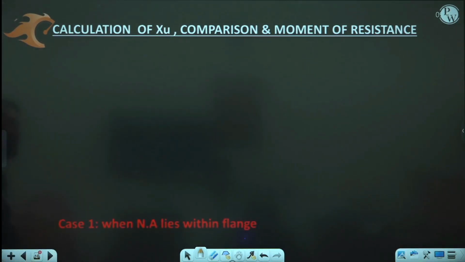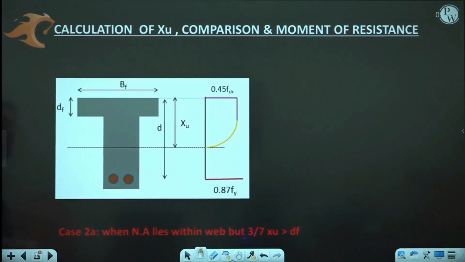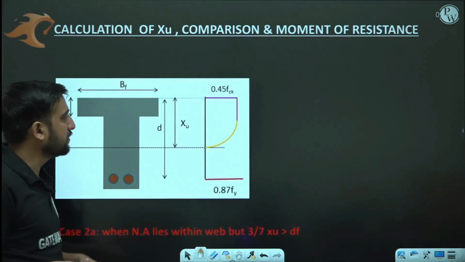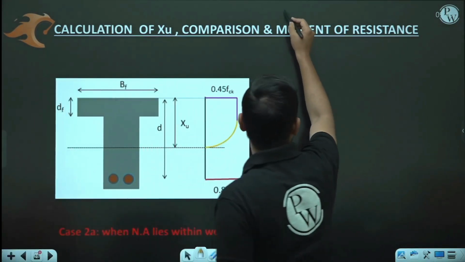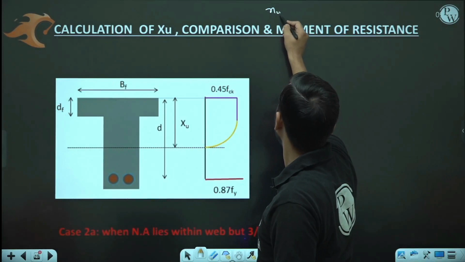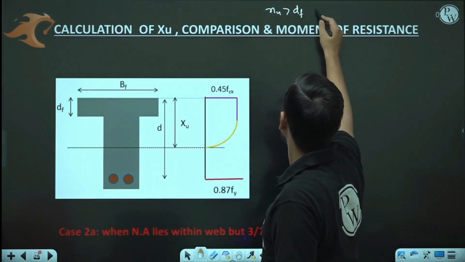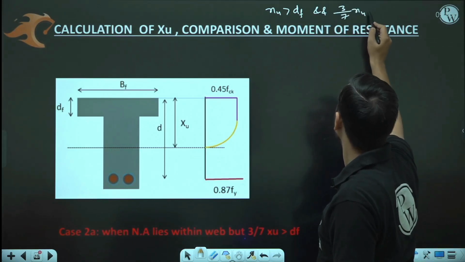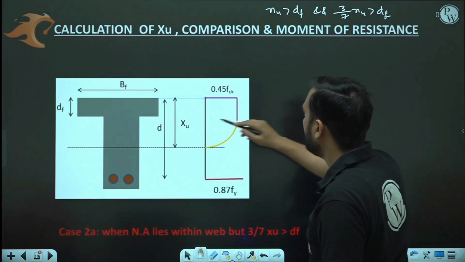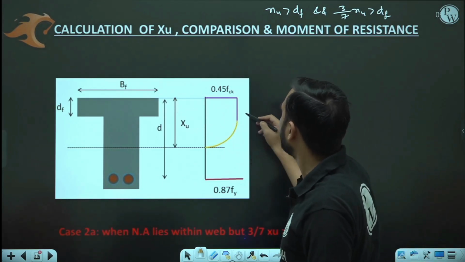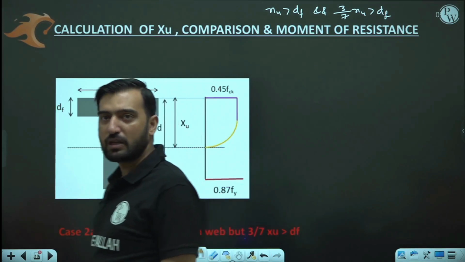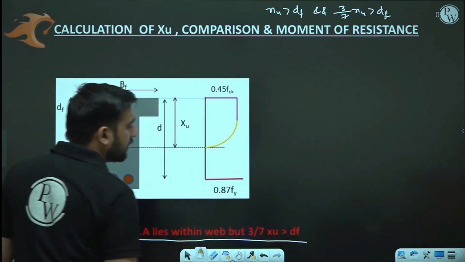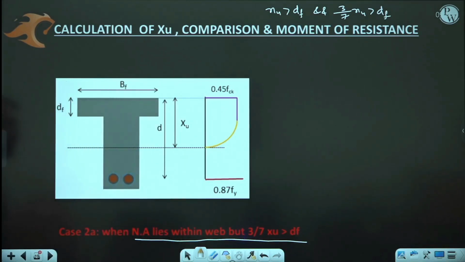Second is when your depth of neutral axis is greater than DF. At the same time, 3/7 of XU is also greater than the depth of the flange, meaning the entire flange is going to lie under a constant stress block. So case number 2A: when the neutral axis lies within the web but 3/7 of XU is greater than DF. So what is going to happen in this case?